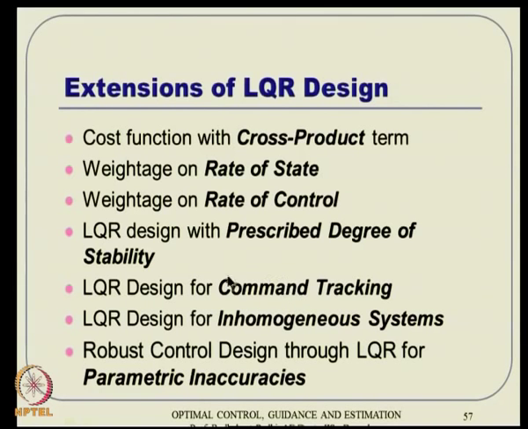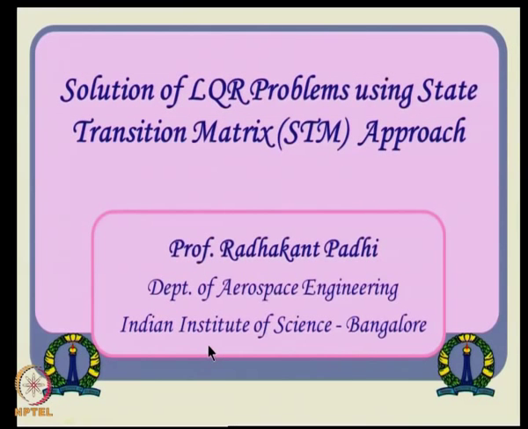Then we also saw how to extend that for command tracking problems, and also saw how to extend that for inhomogeneous systems. That means x dot is A x plus B u plus c, if you have something like that, what to do about that. And also a slightly different formulation which talks about robust control through LQR design, especially for parametric inaccuracies, and again lands up with this integral control feedback sort of ideas.